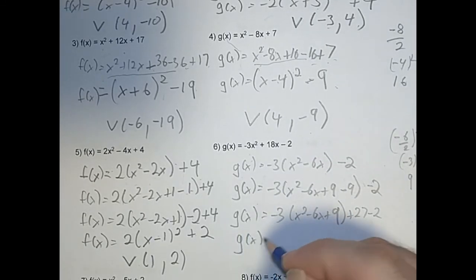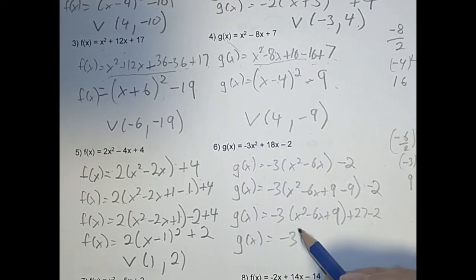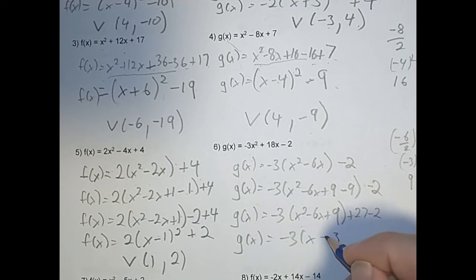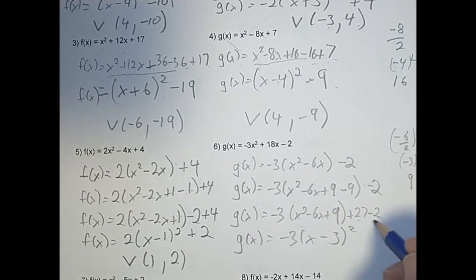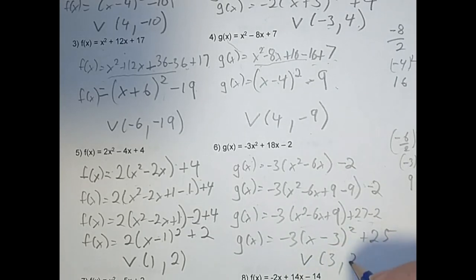Then g of x is negative 3 times this perfect square. Take the square root of that, it's 3, sign of the middle. When you add these two together on your calculator, you get 25. So my vertex here is 3, 25.